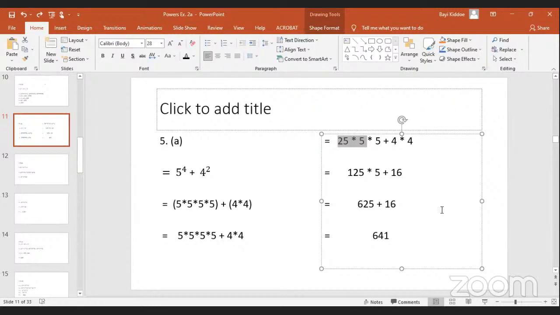BODMAS: brackets, of, division, multiplication, addition, and subtraction. So I'll touch on that next week. But never add before you multiply. Always multiply first before you add. Same thing for division. Always divide first before you add.